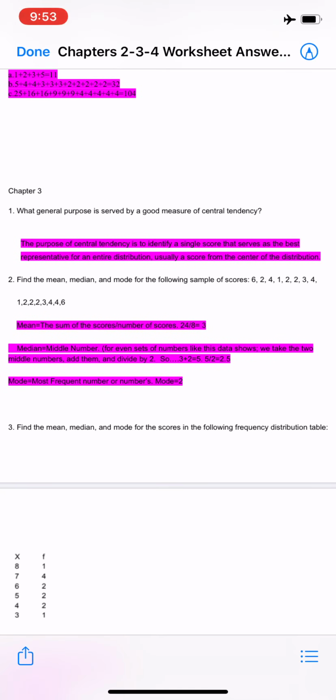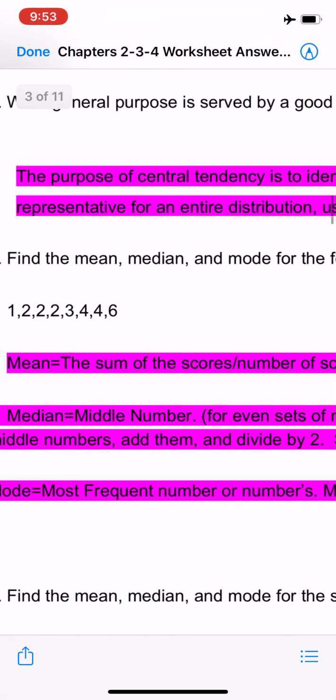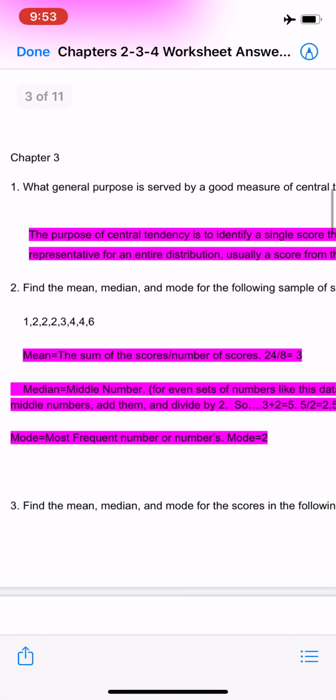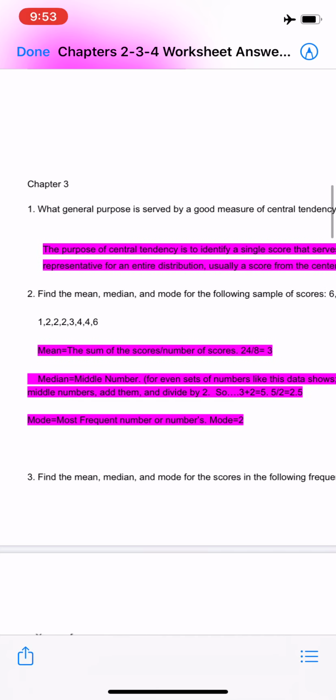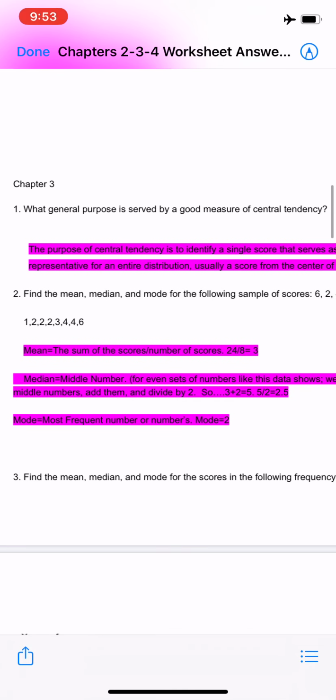Find the mean, median, and mode for the following samples of scores. First thing you do is put the scores in order. The mean is simply the sum of scores divided by the number of scores, or the sum of x divided by n. 24 divided by 8 equals 3.